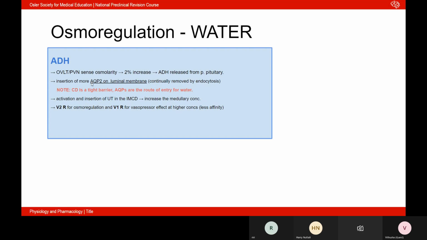This is important to have in the system so that you can insert aquaporins in the luminal membrane, because they're continuously being removed. So it's a very dynamic system. You have to keep putting those aquaporins in so that you can absorb water from the collecting duct. At the collecting duct portion of the tubule, it's a tight barrier, so you really need these aquaporins to allow the water to enter. The ADH also activates and inserts urea transporters within the inner medullary collecting ducts, which, as you remember, was linked to producing a greater medullary concentration and drawing more water out.